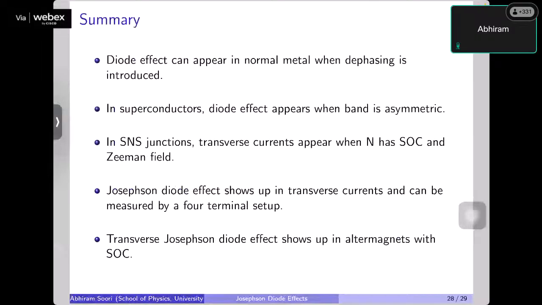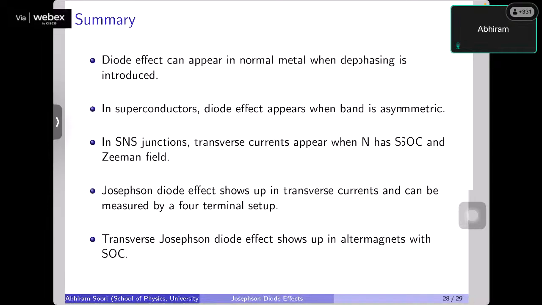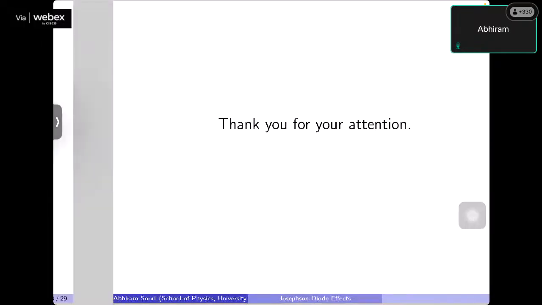To summarize, this transverse Josephson diode effect can appear in normal metal also, but in a superconductor it's even more interesting. When the band is asymmetric, you can get this. In normal metal superconductor junctions, the transverse current appears when the normal metal region in between has spin orbit coupling and Zeeman field, or spin orbit coupling and altermagnetism. The Josephson diode effect shows up in transverse currents and can be measured in a 4-terminal setup. It shows up in altermagnets along with spin orbit coupling. That is the message that I wanted to tell you in this second part of my talk, and thank you for your attention. I'll take some questions.